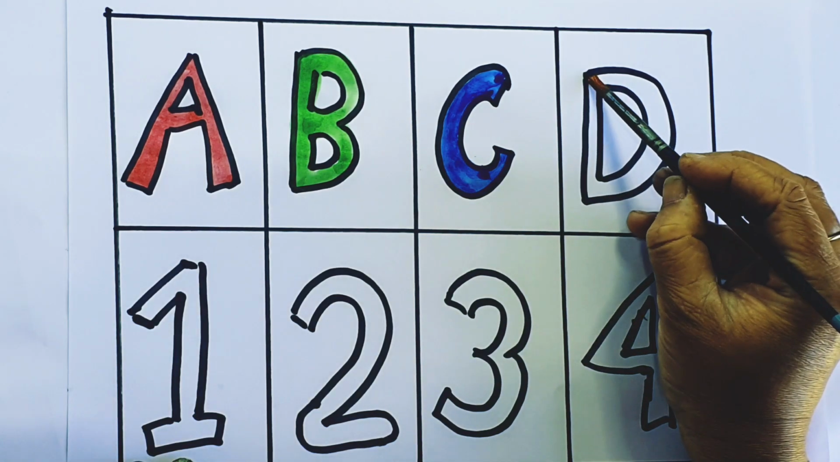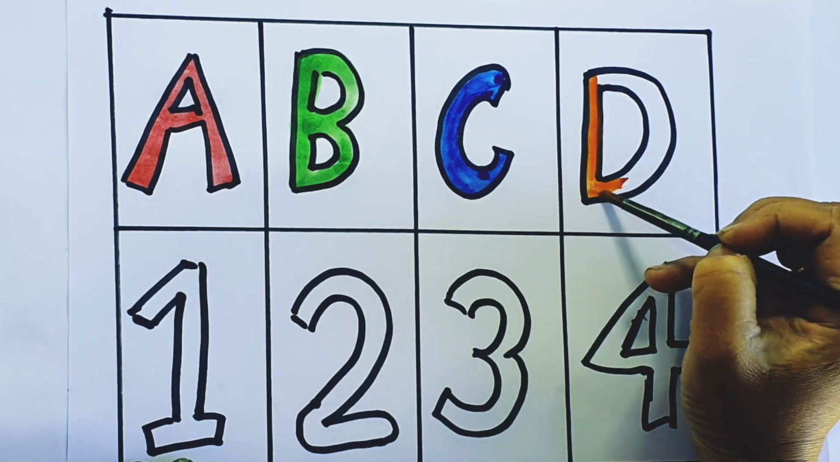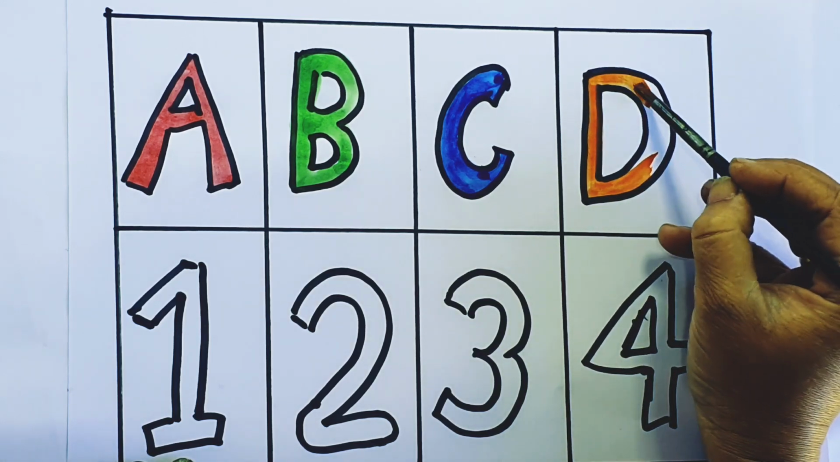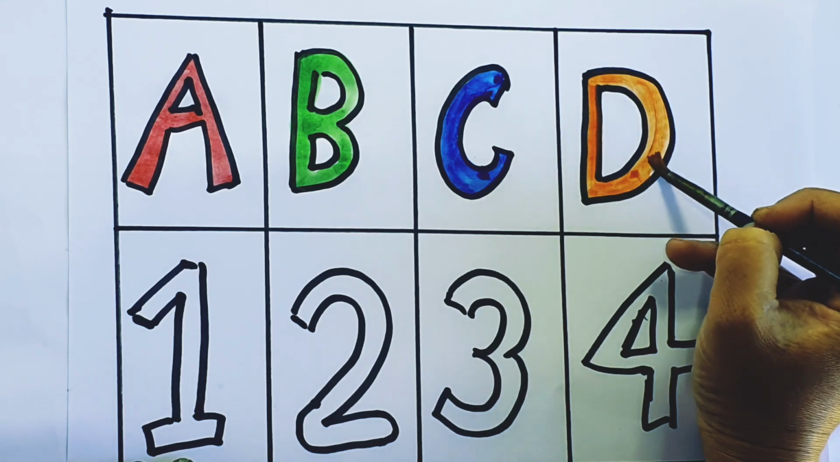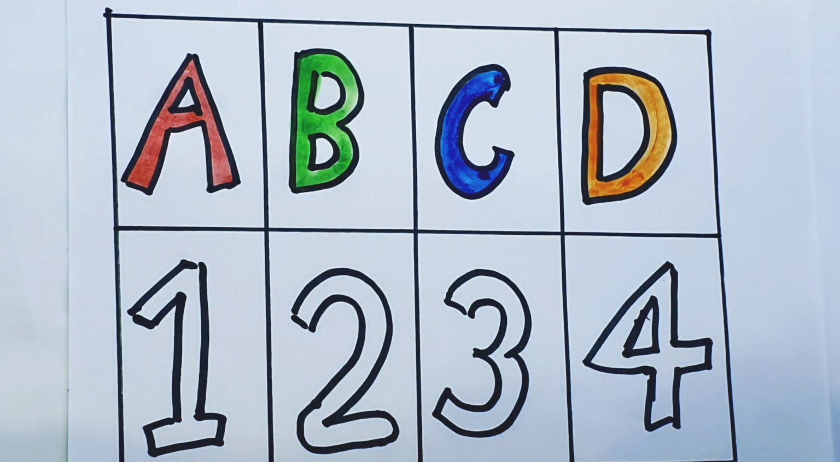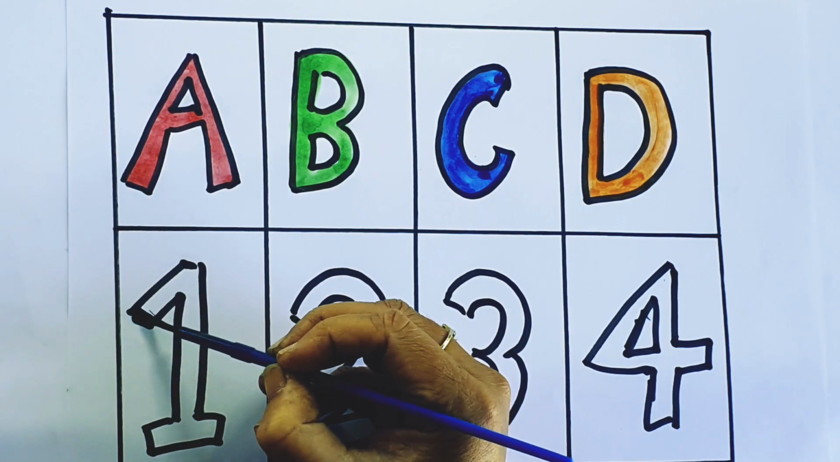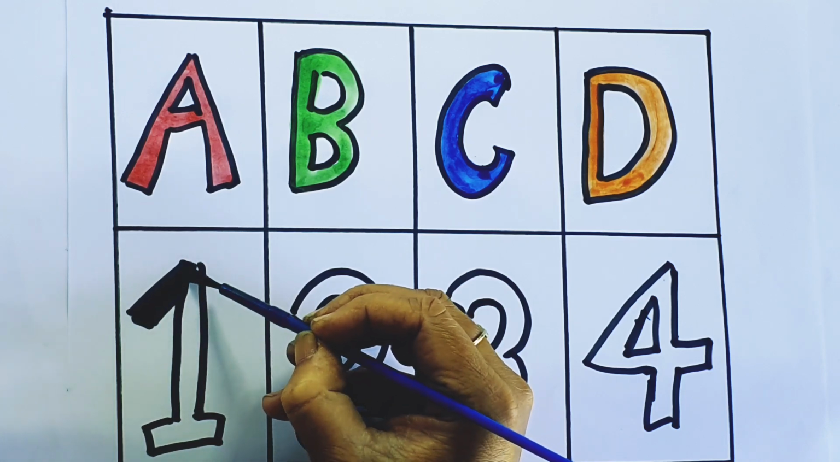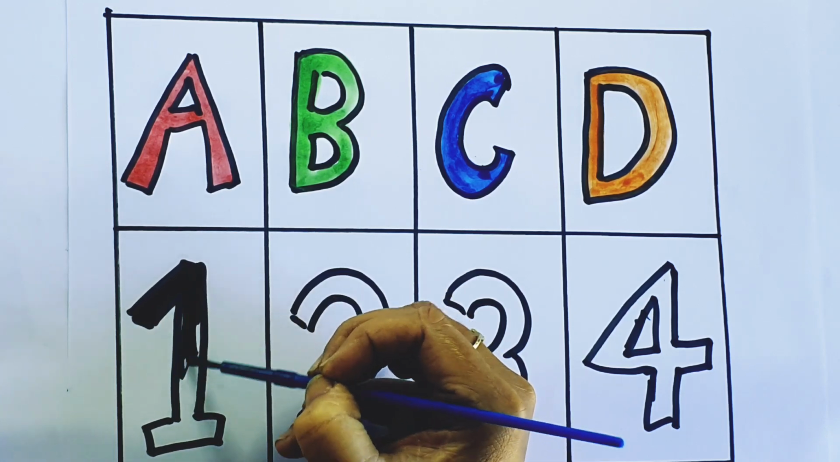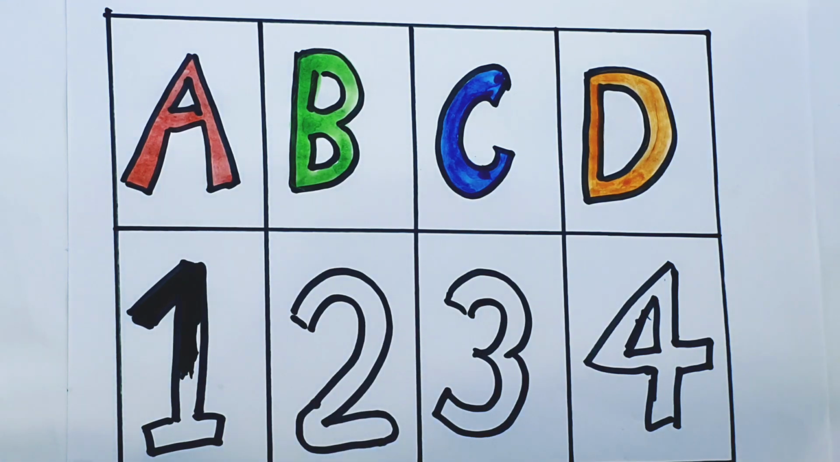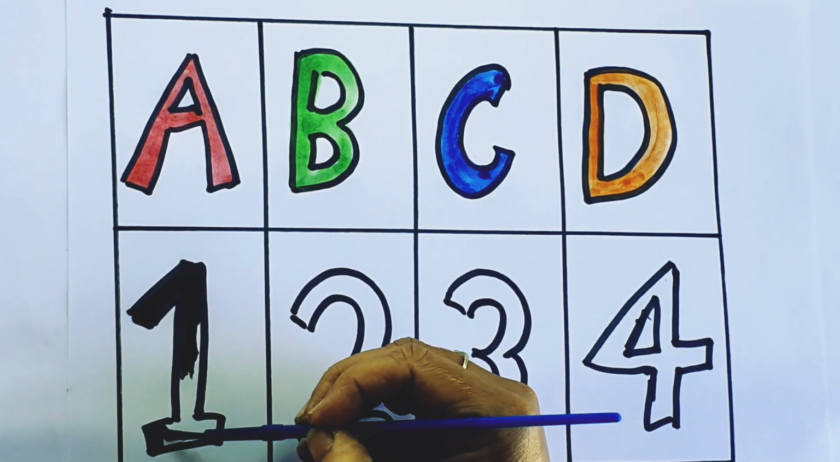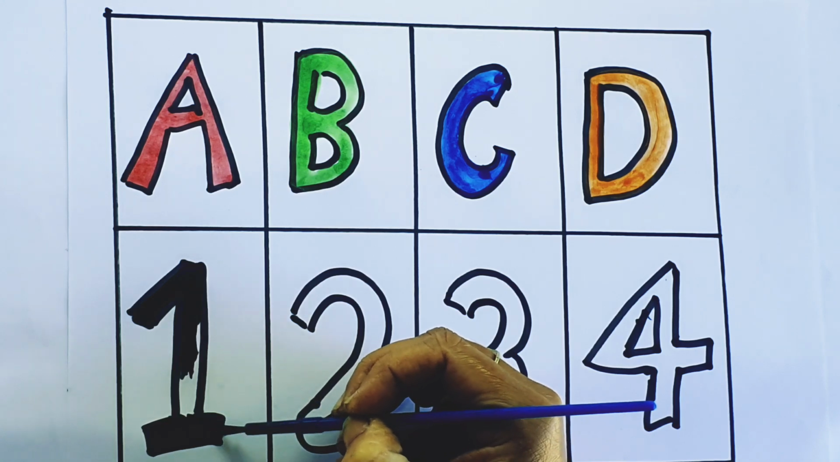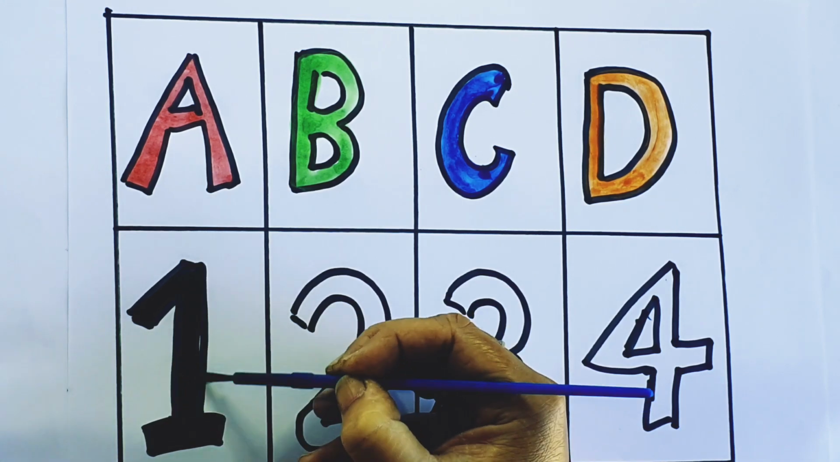Orange color. D for donkey. D for dog. Black color. 1, one. 1, one. 1, one.